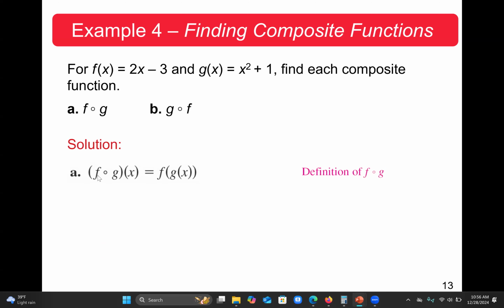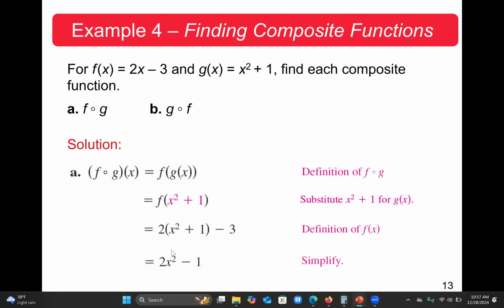So here you can see how we wrote it. (f composite g)(x) is f(g(x)). So I write down x squared plus 1, which is g(x). Now what is f? f is 2x minus 3. So our solution will be, anywhere I see x in f(x), I will substitute it with x squared plus 1. So we get 2(x squared plus 1) minus 3. Why? Because f(x) is 2x minus 3. So anywhere I see x, I'm going to substitute with g(x), because g(x) is the argument of f(x).